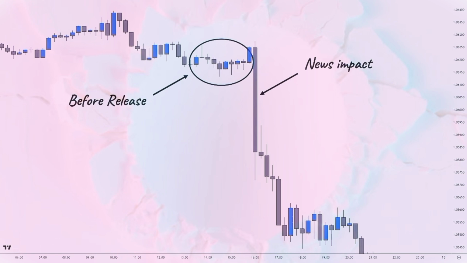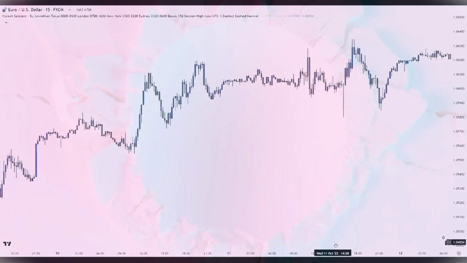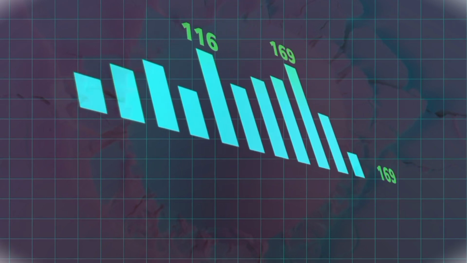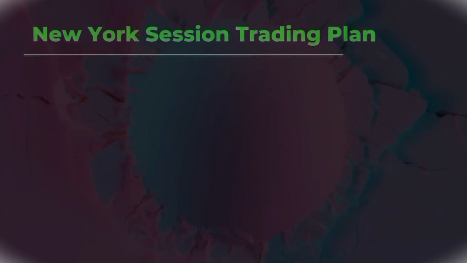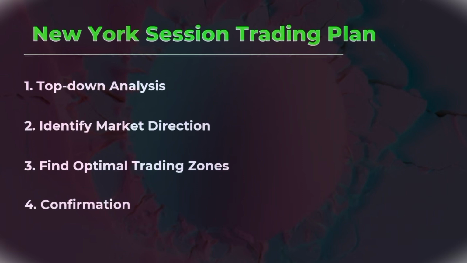The start of the New York session often coincides with the release of important news on the US dollar currency. So you must check the economic calendar before placing trades on US dollar pairs. Now that you know the characteristics of the New York session, let's dive into technical analysis and trading plan. We have simplified this trading plan into 4 steps. In the first step, we start our trading day with a top-down analysis.